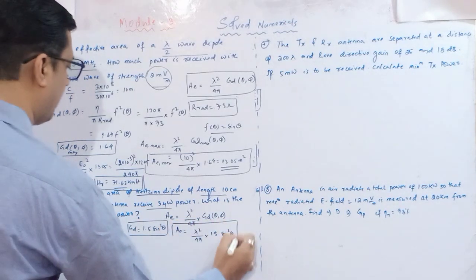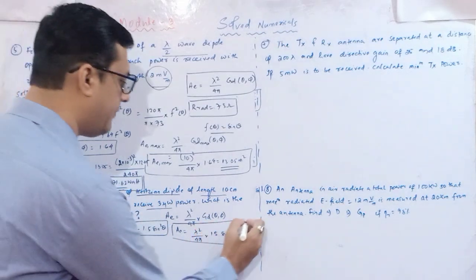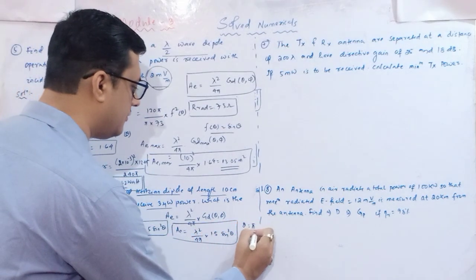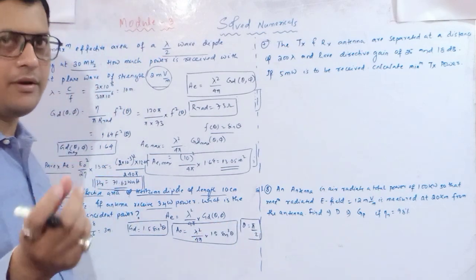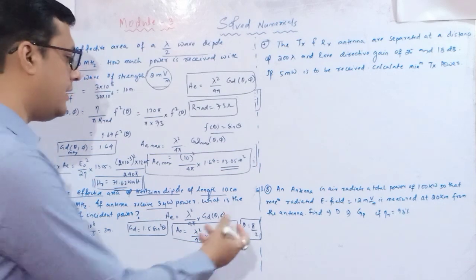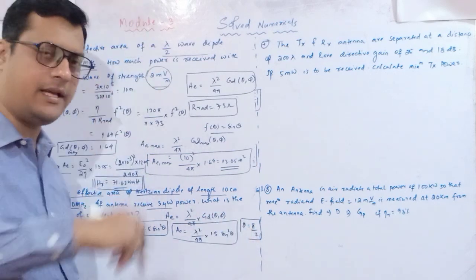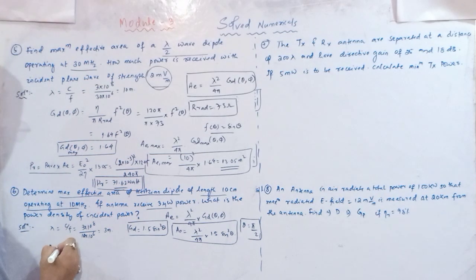And what will be the maximum effective area? The maximum effective area is when theta is equal to pi by 2. Then only we will have the maximum value 1.5. Otherwise this value will change and we will get a minimum value. So we need the maximum value, so that the maximum area is covered. So A suffix e comma max is equal to lambda square divided by 4 pi into 1.5. So that is my effective area.